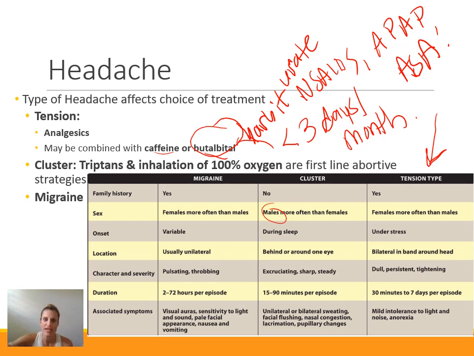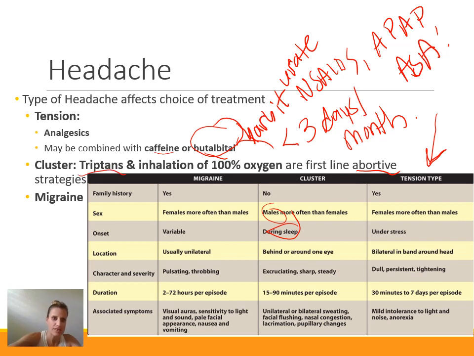Also kind of odd is that their onset is typically during sleep, and it's a very excruciating, sharp pain that the cluster headache is associated with. When we look at cluster headaches, the first line abortive treatment, a first line drug that you use acutely when you start to get the headache to stop it and make it go away, includes triptans. Triptans are also used for migraines.